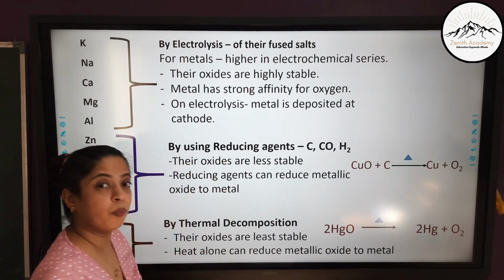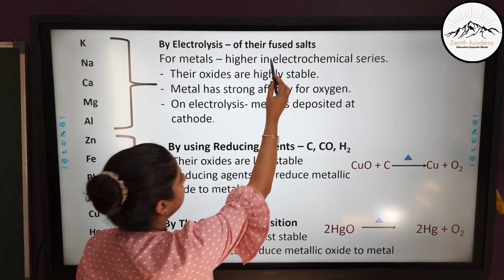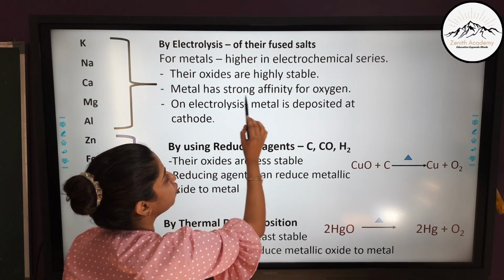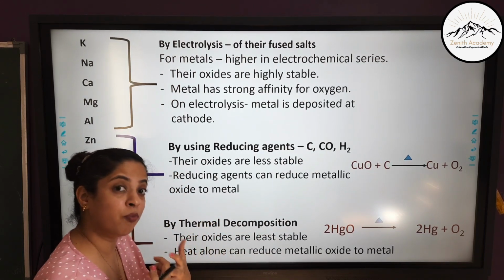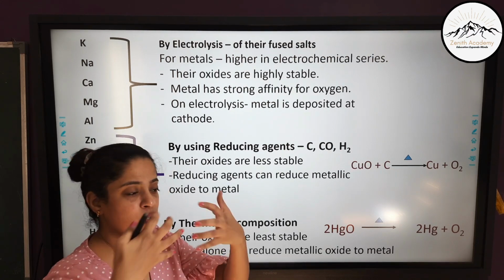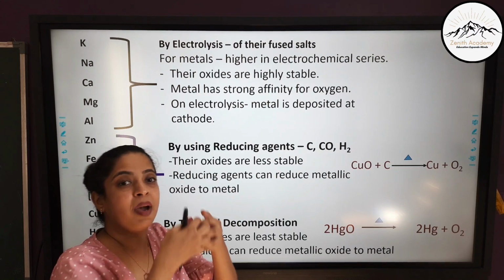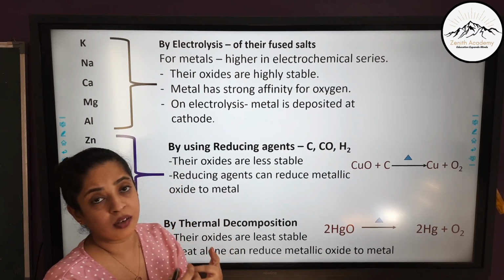Here, to obtain the metal we will have to pass electricity through it, in their fused salts. So their oxides are highly stable. Metal has strong affinity for oxygen. Since metals are highly electropositive, and we know oxygen is highly electronegative, the bond that is formed between them is very strong. So by heating we cannot break that bond, and by using reducing agents also we can't break that bond.